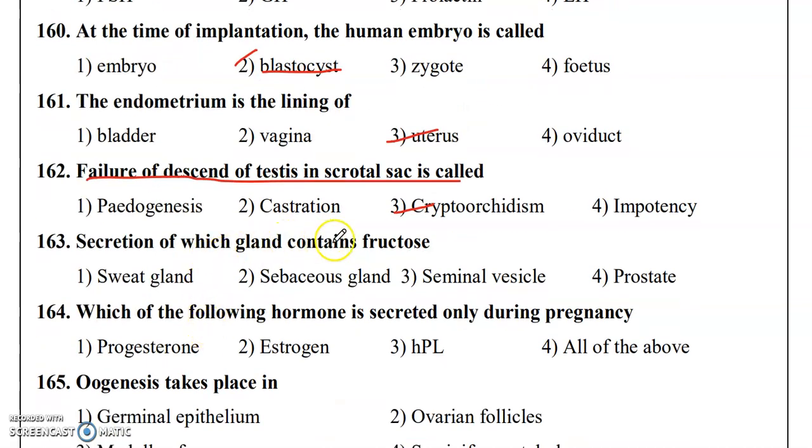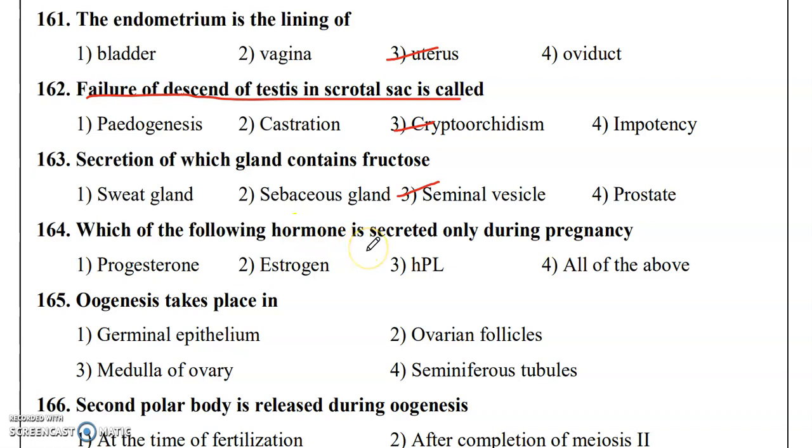Next one, secretion of which gland contains fructose? Seminal vesicle. Which of the following hormones is secreted only during pregnancy? Human placental lactogen, HPL. Estrogen and progesterone are produced during the menstrual cycle, while human placental lactogen is produced only during pregnancy.